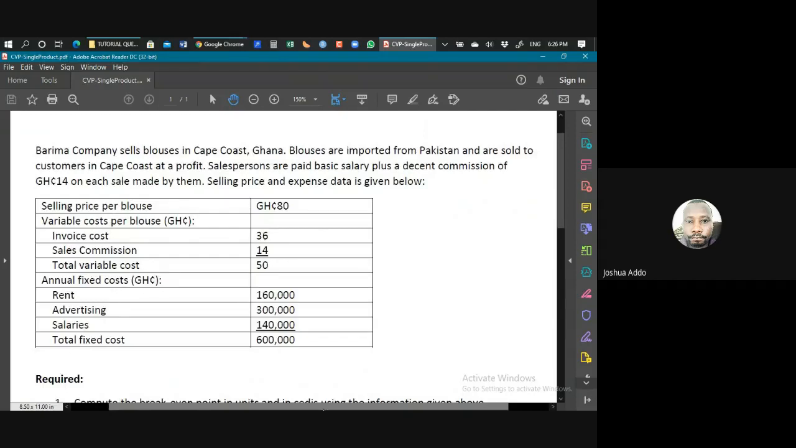Okay, so this is a question. Nerima Company sells blouses in Cape Coast, Ghana. Blouses are imported from Pakistan and are sold to customers in Cape Coast at a profit. So that's the business he does. He has salespersons who help in the selling of the blouses. And salespersons are paid basic salary plus a decent commission of 14 cedis on each sale made by them. Selling price and expense data is given below. So you can see some table.